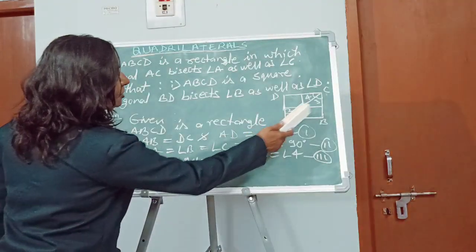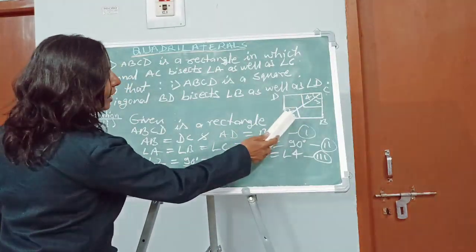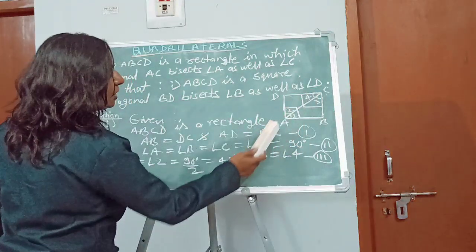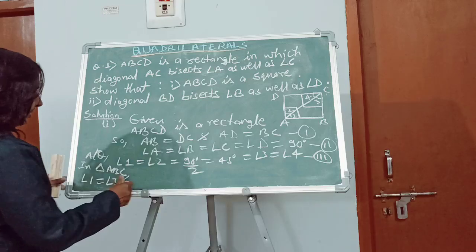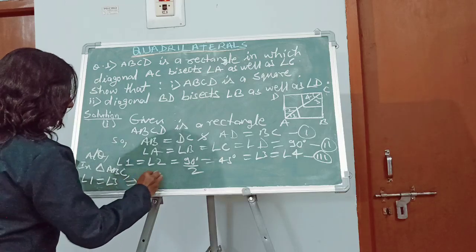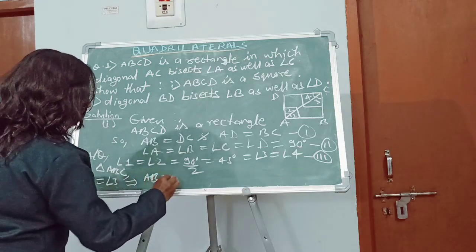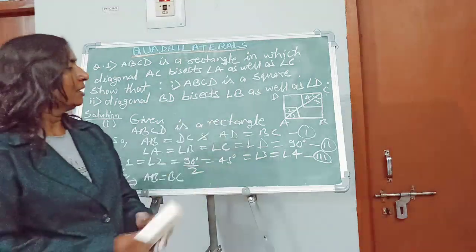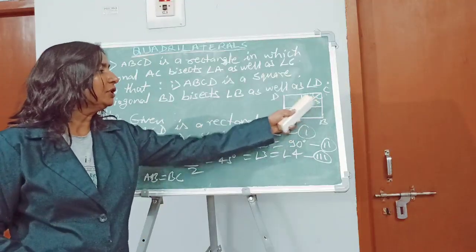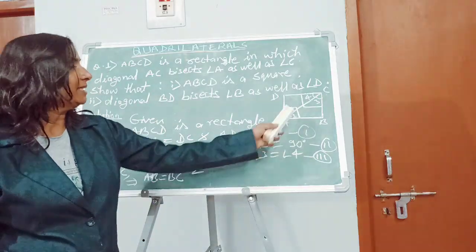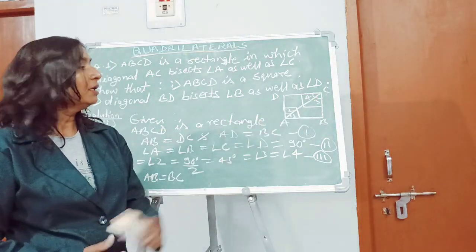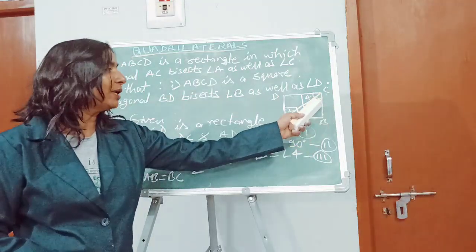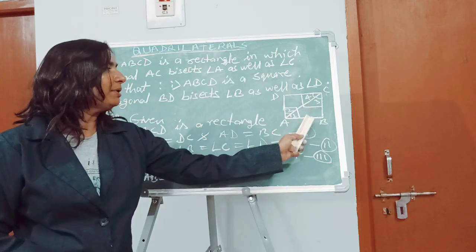So if angle 1 is equal to angle 3, then the side opposite to angle 1 is BC and the side opposite to angle 3 is AB. So what would happen? This implies AB is equal to BC. Are you getting? What property are we using? Sides opposite to equal angles are equal. Since angle 1 is equal to angle 3, the side opposite to angle 1 is BC and the side opposite to angle 3 is AB. So AB is equal to BC.